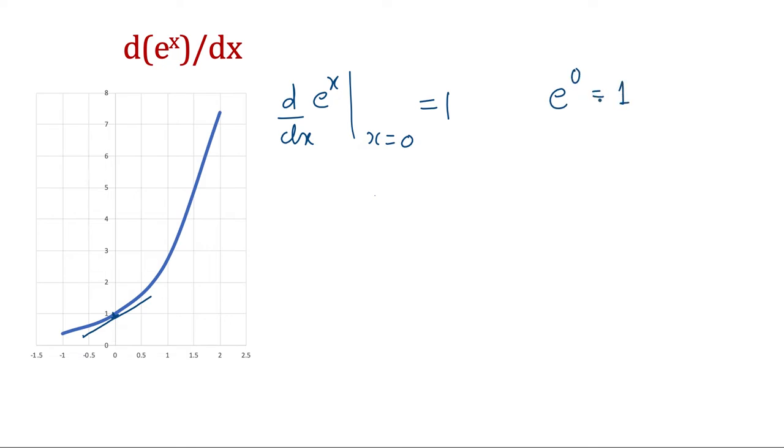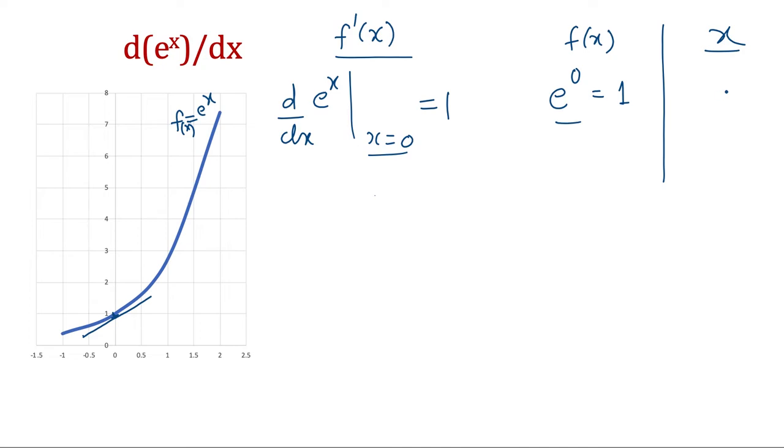is also 1. So when x is 0, the value of this function, this is the function of x, the value of the function is 1, and the derivative of that function is also 1 at a given value. Let's write x here separately. So x is 0, then f(x) is 1, d by dx of f(x) is also 1.